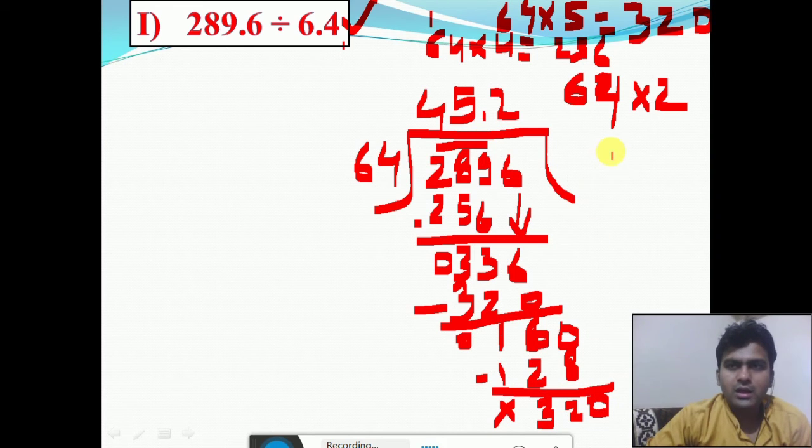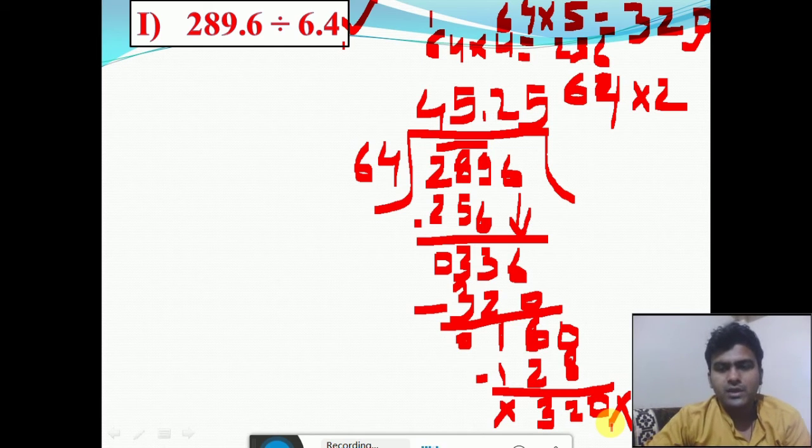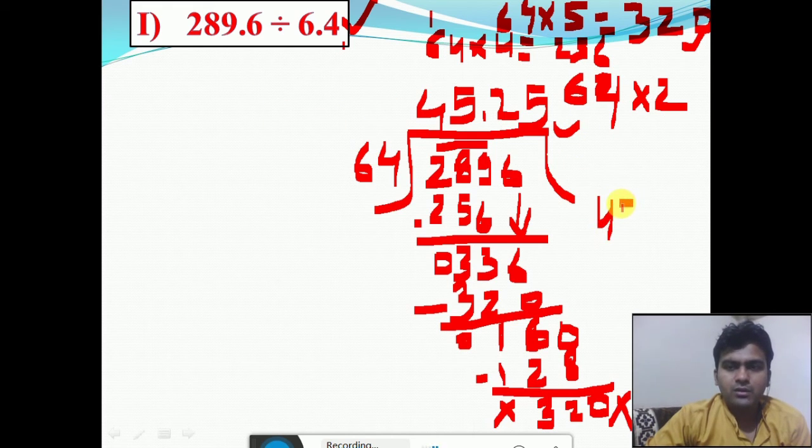Now read the table of 64. We know 64 times 5 is 320, so we will write 5 here, and at the last we are getting 320. 320 into 320 equals 0. 320 minus 320 is 0. So our answer is 25.25. This is our answer.